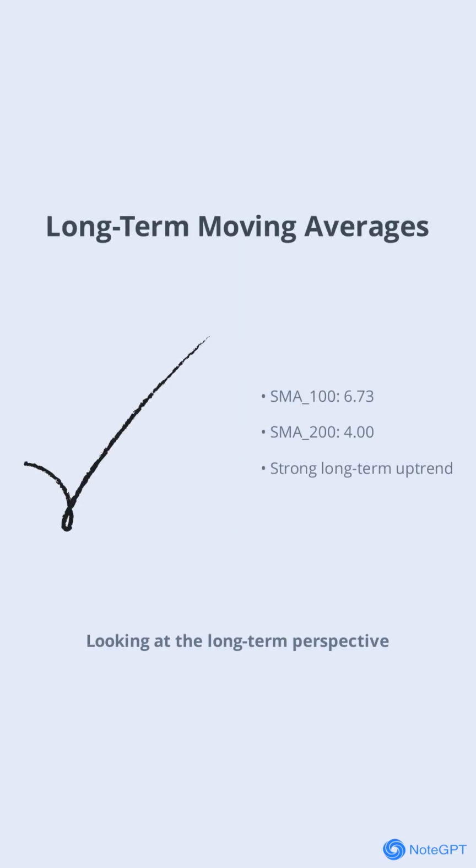Looking at the long-term perspective, the 100-day SMA is at 6.73 and the 200-day SMA is at 4. The current price is well above these levels, indicating a strong long-term uptrend. When the price stays above these averages, it often signals sustained bullish sentiment. However, if the price were to fall below these lines, it could indicate a reversal or weakening trend.